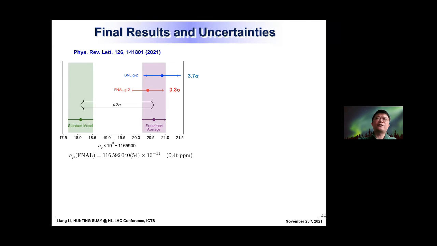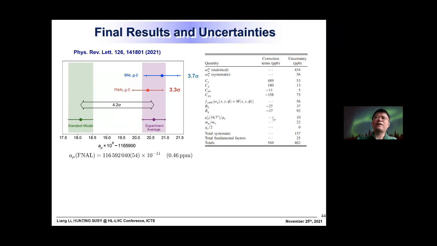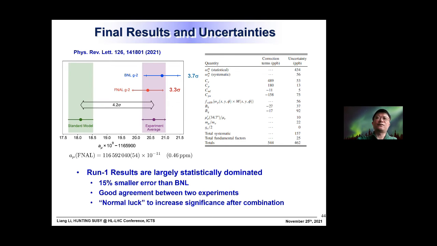Okay, and then the final result is what I showed at the beginning of the slides. And then we have 3.3 sigma from the Standard Model. And these are the final uncertainties. I think this is also very important. You can see that this is dominated by the statistics, right? So this is like 0.43 ppm, right? So it's largely statistically dominated, and it has good agreement between the 2 experiments, and it has smaller error than BNL.